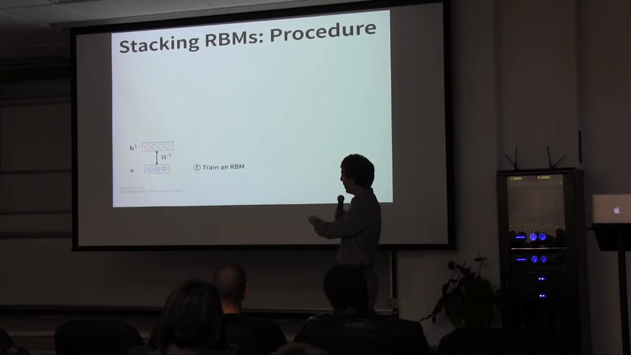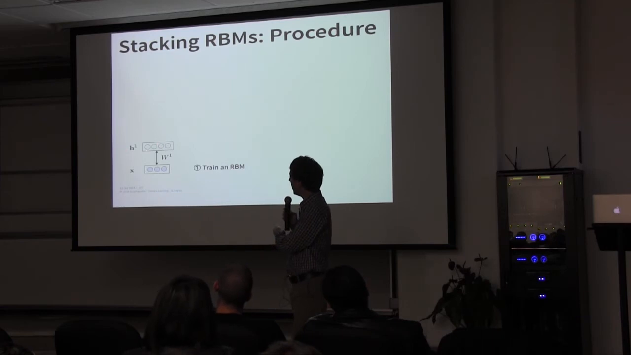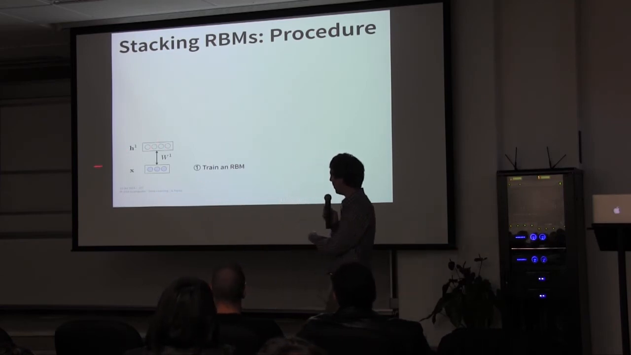And remember, for RBMs, these are typically binary. There are many different types of extensions for types of inputs. So we could have real valued inputs, we could have binary inputs, we could have discrete inputs. These are used for modeling words, documents, and so forth. But typically in RBMs, the feature representation is binary. Okay, so we take an input, we produce a binary representation.